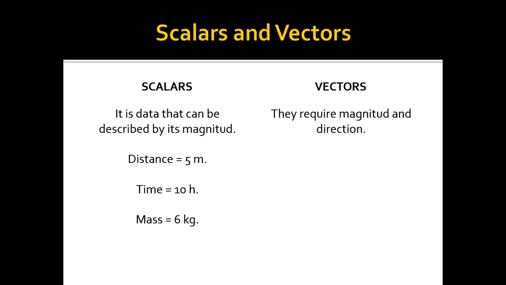On the other hand, we have vectors. They require magnitude and direction. Here is the difference between both. In vectors, you need magnitude and a direction. For example, we have 5 meters north. So what is the difference between distance and displacement from the previous example we have? That here we have direction. Another one, 45 miles per hour west. That is velocity. One more time, we have magnitude and direction.